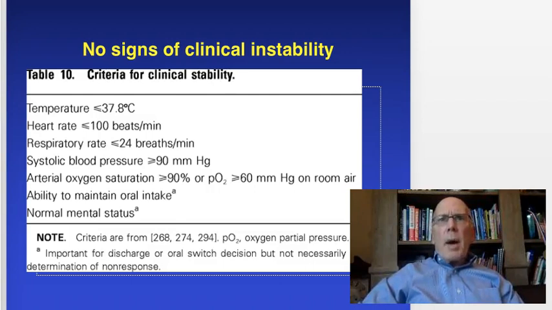The duration of antibiotic therapy depends on the patient's response. The trend is towards shorter antibiotic courses at this time. The minimum treatment for community-acquired pneumonia is 5 days. In general, if the patient's temperature is equal to or below 37.8 degrees centigrade, the heart rate is 100 per minute or lower, the respiratory rate is less than or equal to 24 per minute, the systolic blood pressure is 90 millimeters of mercury or higher, the arterial saturation is 90% or higher, the patient is able to take medication and nutrition by mouth, and mental status is normal, the patient can be switched to an oral medication, and antibiotics can be discontinued after 2 to 3 more days.